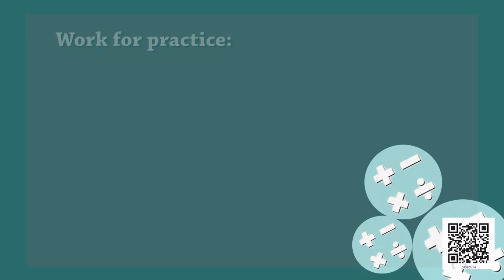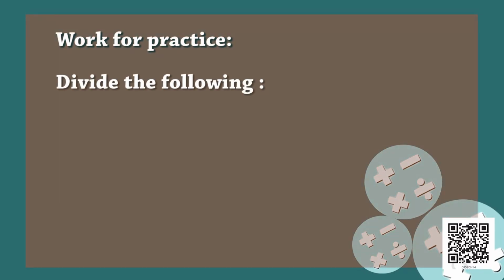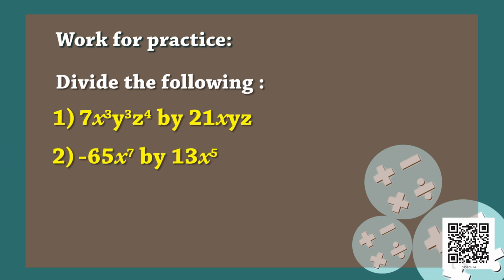For your practice, I am giving some problems. Work for practice. Divide the following. Number 1, 7x cube y cube z to the power of 4 by 21 xyz. Number 2, minus 65 x to the power of 7 by 13 x to the power of 5. Number 3, 100 y cube z to the power of 8 by 25 y z square.